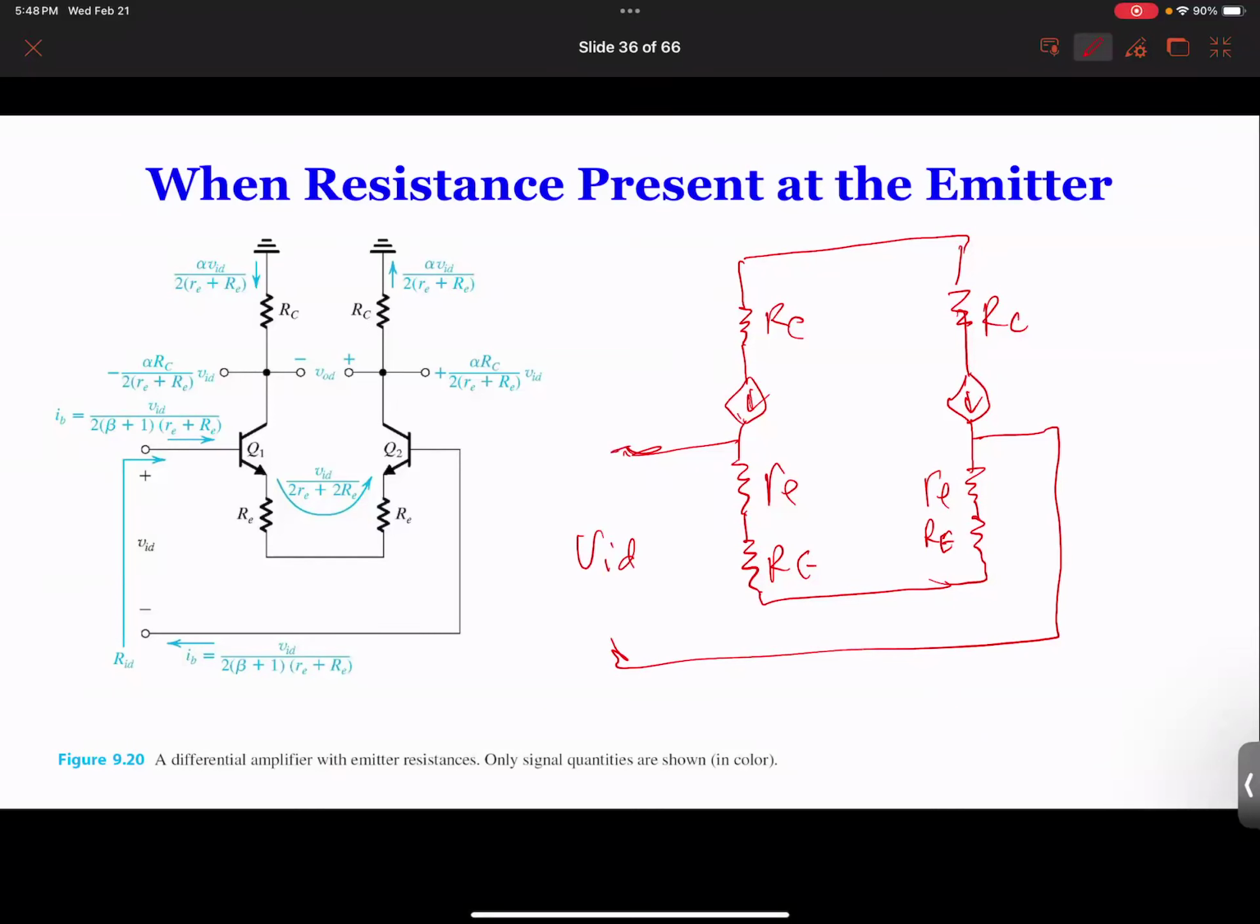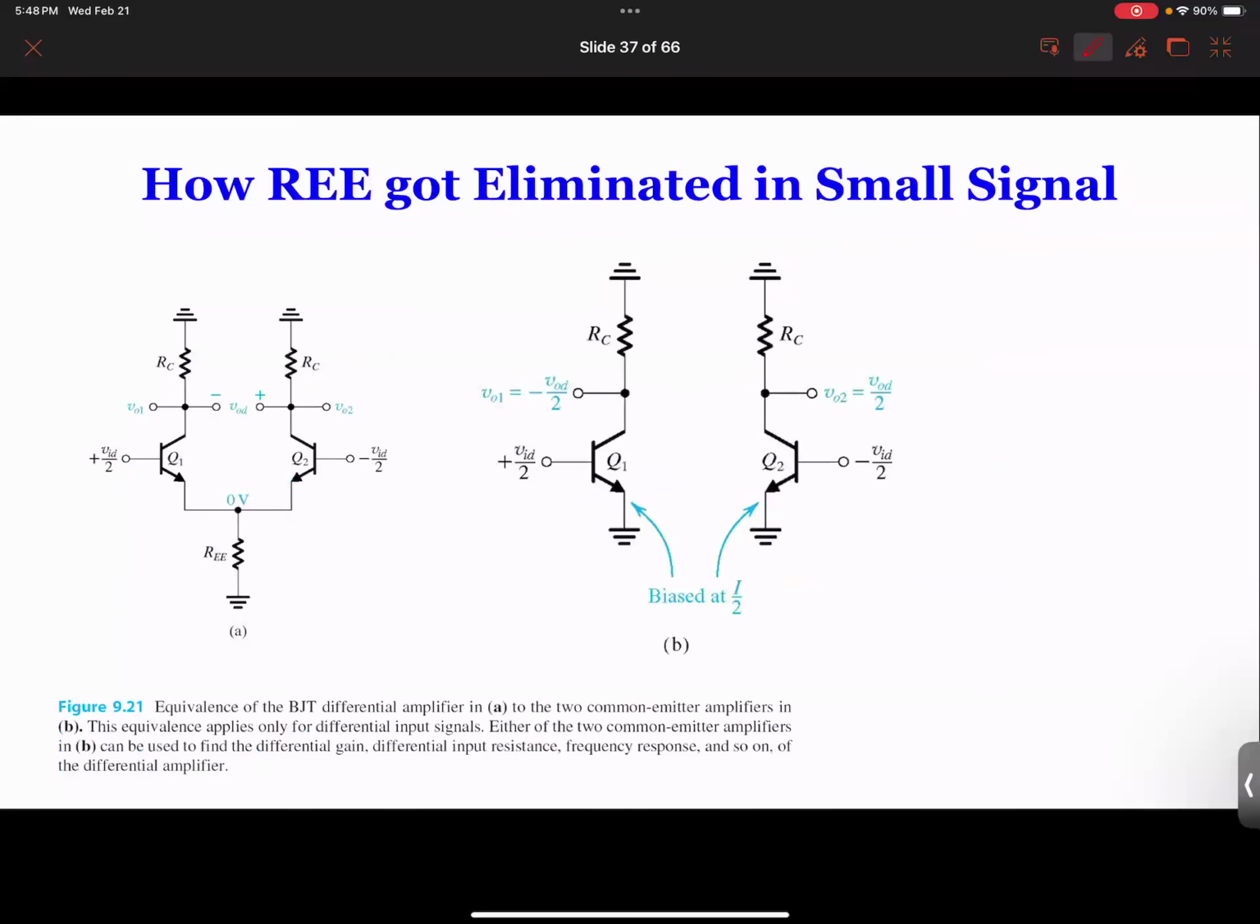So that's all. What you're doing is you add this RE onto that lowercase re, and then that equivalent circuit will become available. But what happens is that you will find out that this REE, in this example, we have REE over here, like remember the previous circuit we had the current source.